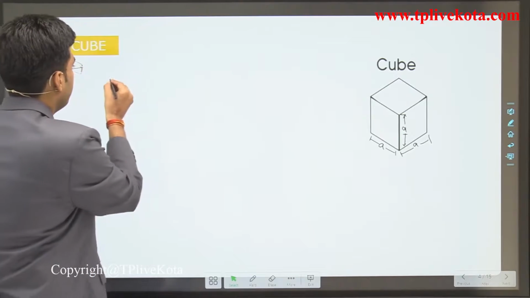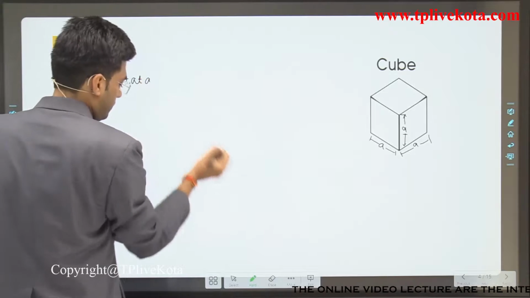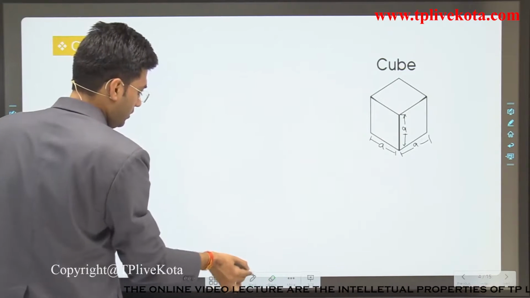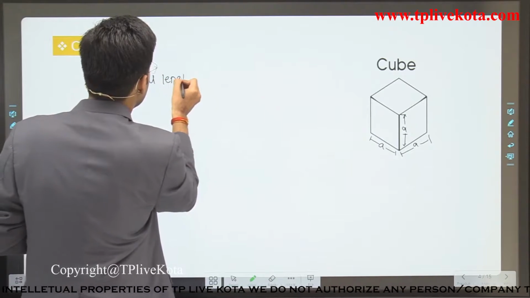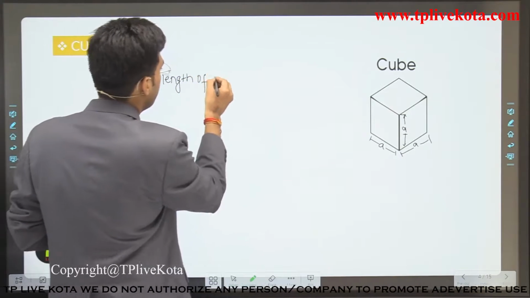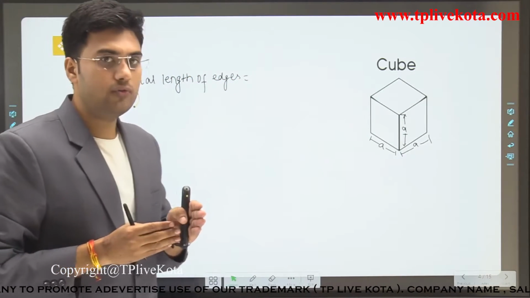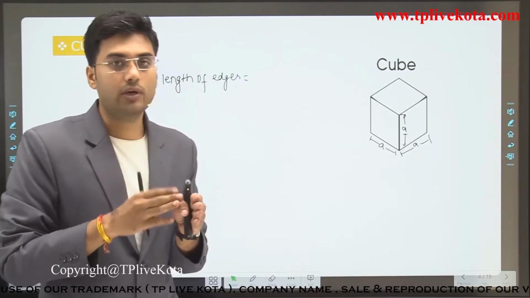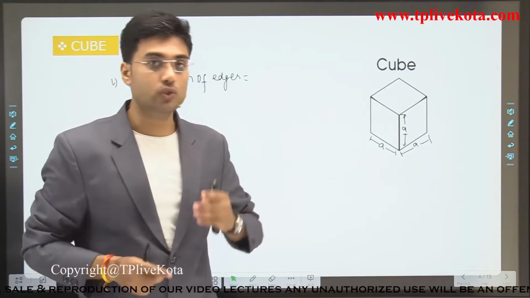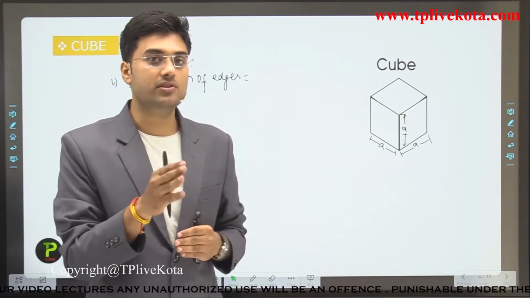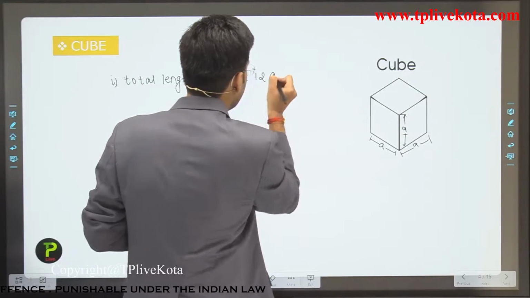First is the total length of edges. In cuboid, the total length of edges is 4 times (L plus B plus H). And here L, B and H all are equal to A. So it becomes 4 times 3A. When we solve this, what will we get? It is 12 multiplied by A.